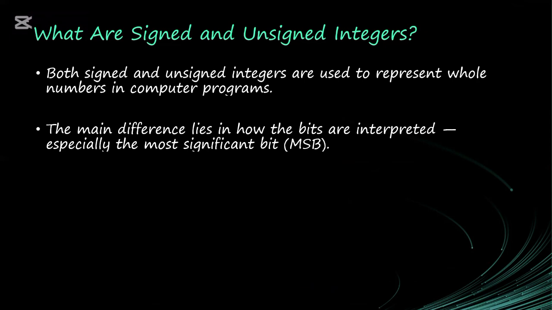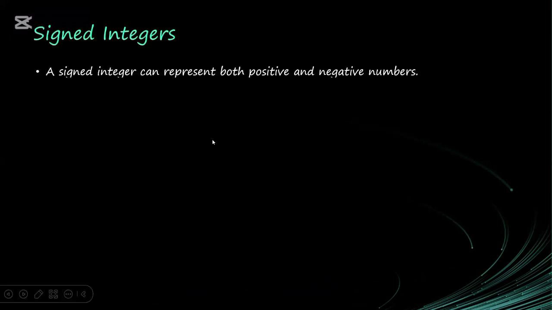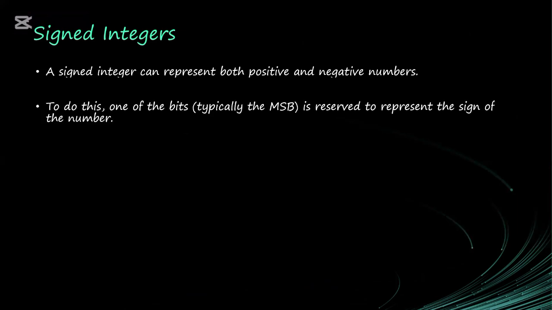When we have an 8-bit unsigned integer and an 8-bit signed integer, the way these bits are interpreted is very, very different. We are going to explain that as we go on. Signed integers can represent both positive and negative numbers. We already know this. To do this, one of the bits, the bit that we call the most significant bit, is reserved to represent the sign of the number.